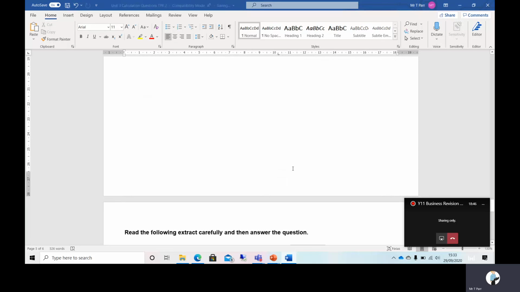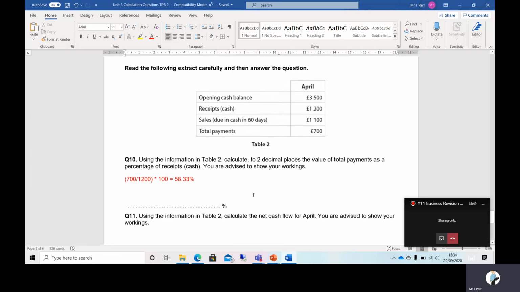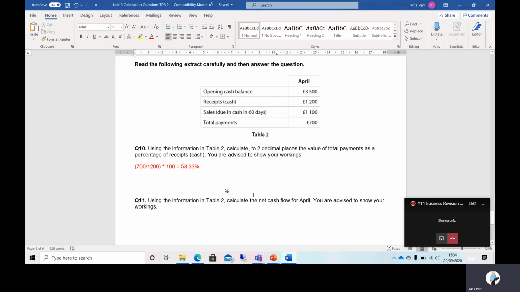Okay, so last one. Oh yeah, here we go. This one is there to trip you up. So what we've got is April forecast. Is it forecast? No, it's not a forecast. It's just the net cash flow for April. If you look, we have our opening cash balance, so in the bank, what they've got is 3,500 cash at the start of April. Then we have receipts in cash, so this is basically the sales made. We made 1,200. We have sales due in cash in 60 days, we'll come back to that, 1,100, and our total payment, which is 700.